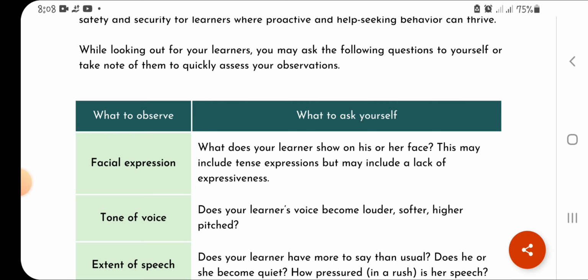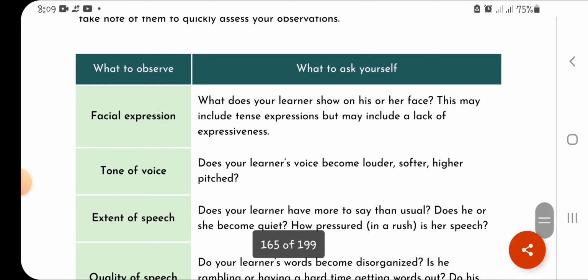Okay? But sometimes, may mga learners din naman na less, di ba, ang pagiging expressive. Okay? Sometimes daw, this may include tense expressions but may include a lack of expressiveness in their face. Okay? So that's what we are going to observe. And also, the tone of the voice. Does your learner's voice become louder, softer, higher pitched?